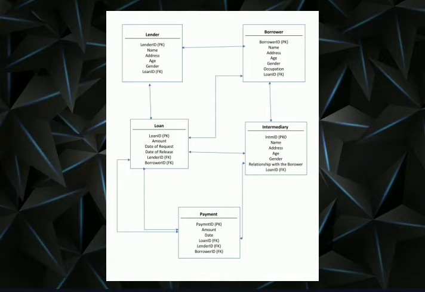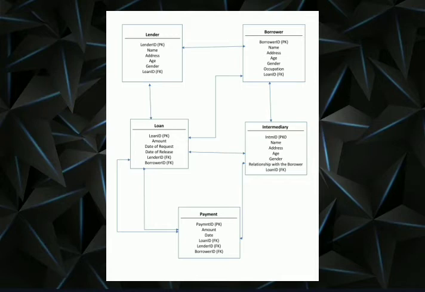There are 5 entities, and below them are their attributes. So they are interconnected with each other. The attributes of lender are the lender ID, name, address, age, gender, loan ID. So the primary key here is lender ID while the foreign key is the loan ID.